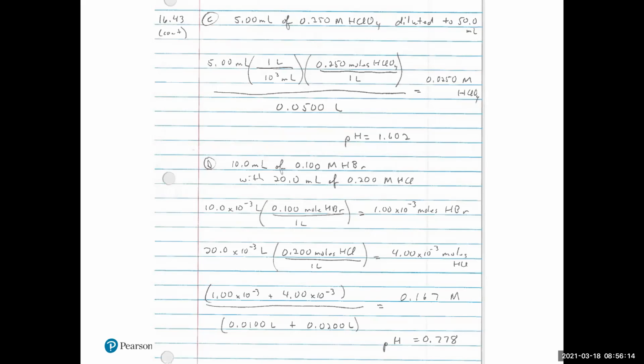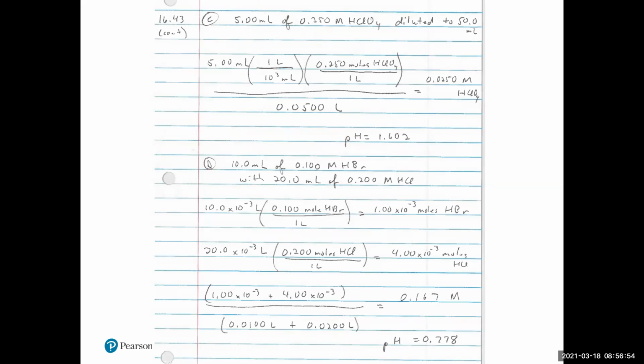So our goal in each of these so far has been the same, to get it into moles per liter. The first one was pretty straightforward. We were given it in that term. Second one, we had to do a little bit. Third one, a little bit more. Now the fourth one is a little bit more that we have to do, but the idea is the same. In this one, we're told we're mixing 10 mils of 0.1 molar HBr and 20 mils of 0.2 molar HCl.